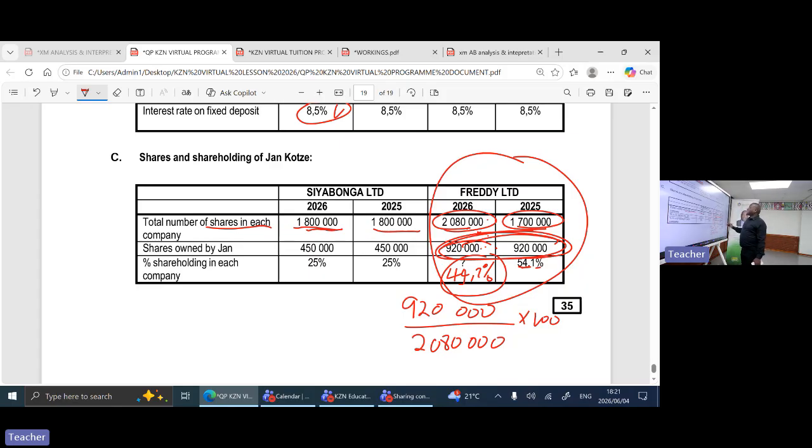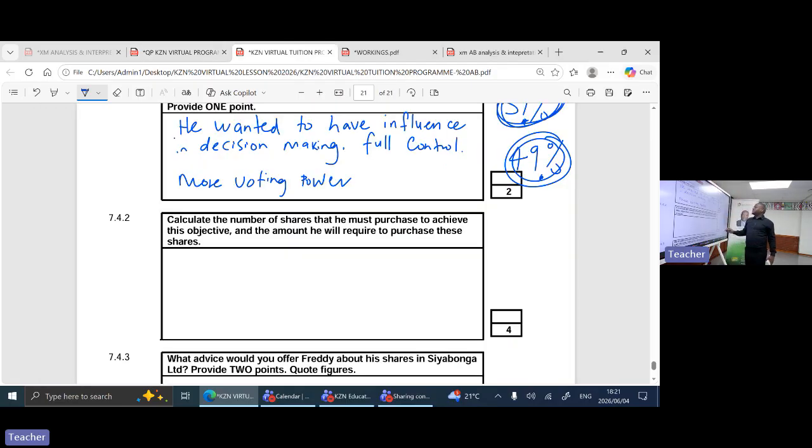So the question is asking us to calculate the number of shares that he must purchase to achieve this objective and the amount he will require.